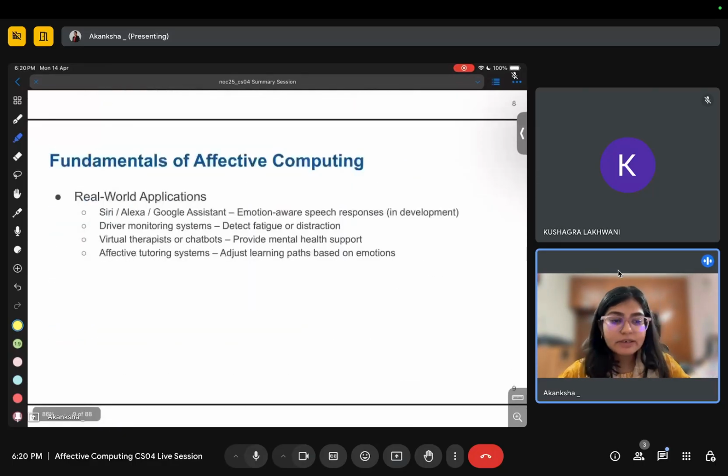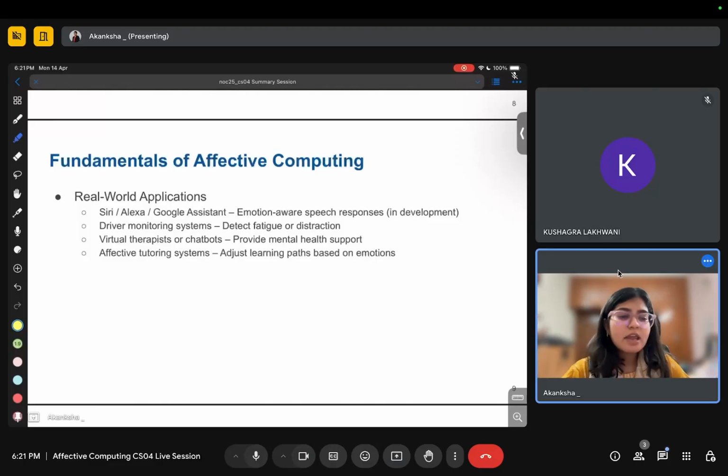Then what are the real world applications? We are actually living in this AI era, so we already have so many examples: Siri, Alexa, Google Assistant for emotion-aware speech responses. Then driver monitoring, let's say you're feeling more sleepy, so there is a chance that your voice will be slightly lower pitch or more relaxed, so fatigue can be detected.